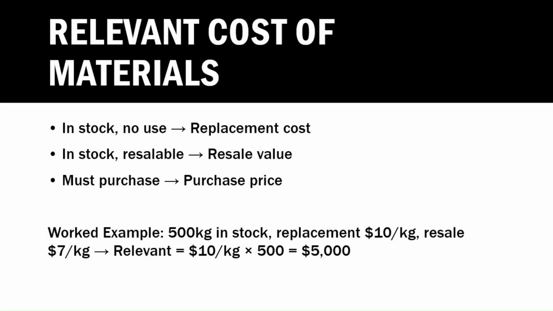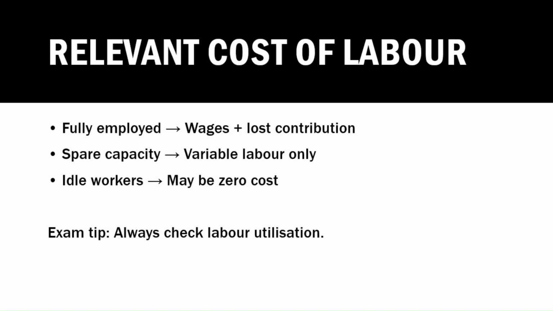Example, 500 kilograms in stock. Replacement cost is $10 per kilogram. Resale value is $7 per kilogram. The relevant cost is $10 multiplied by 500, equal to $5,000. The replacement cost dominates.